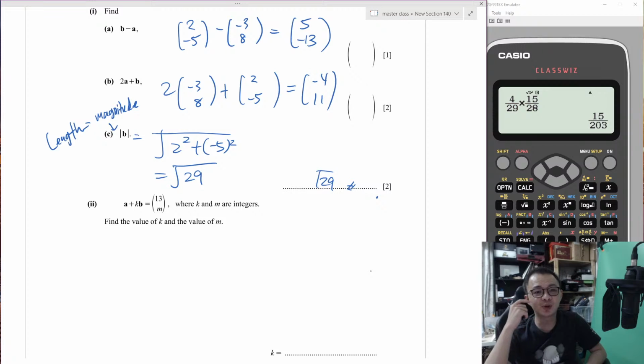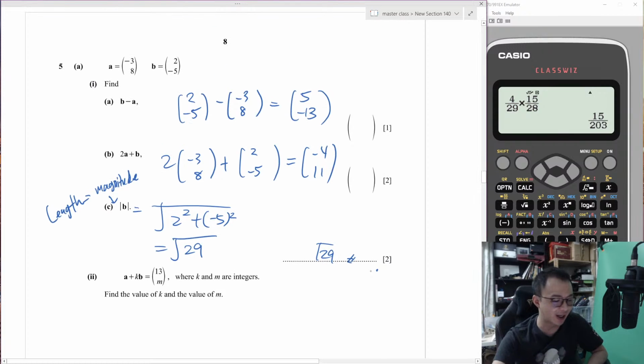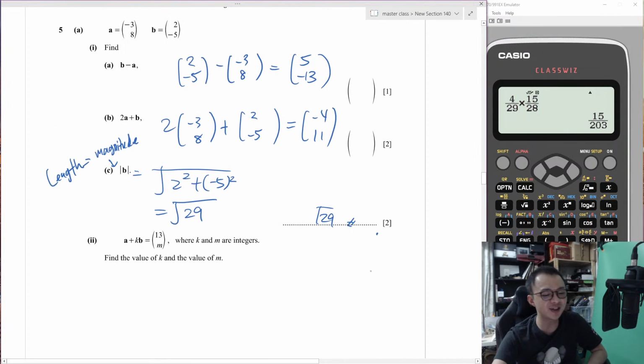Matrix 2021 silvers don't have, right? I think they don't have matrix. But this is not matrix, this is vector. It's not the same.